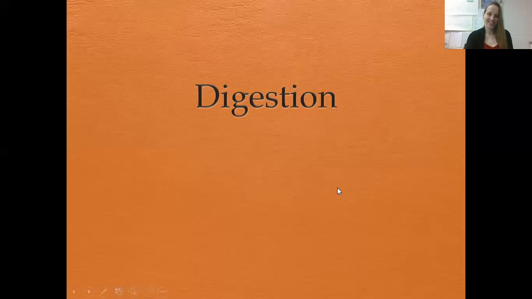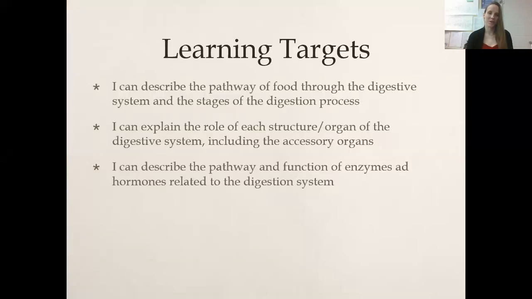So in this lesson on the digestive system, we're going to be going over the pathway that food goes through the digestive system. We're also going to talk about each of the different structures and organs of the digestive system, including the accessory organs, which are organs that help with digestion, but that food doesn't actually pass through. And then we're going to talk about some of the different enzymes and hormones related to digestion.